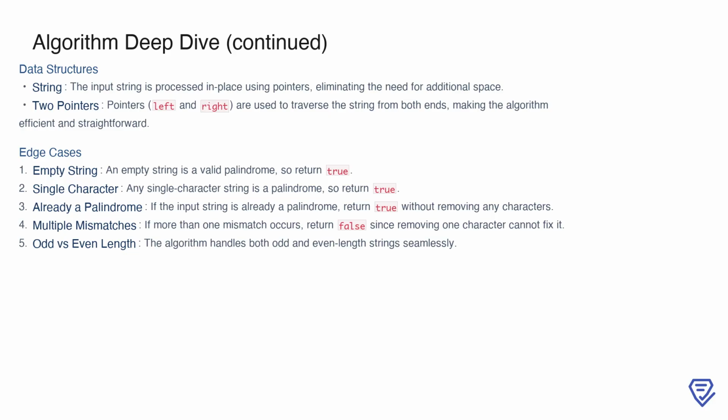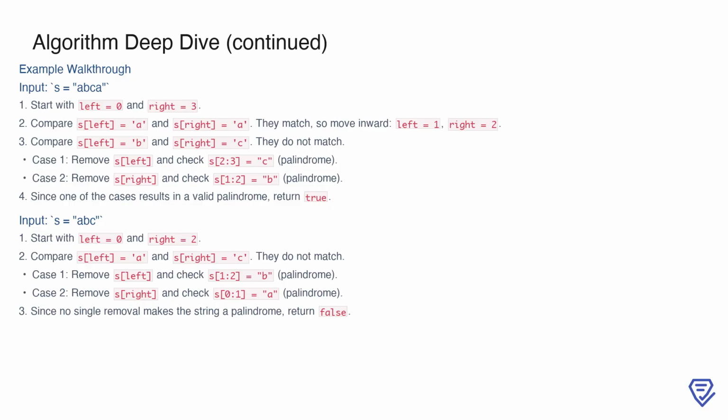The algorithm works seamlessly for both odd and even length strings, as the two-pointer method inherently adapts to the symmetry of the input. These considerations ensure the solution is robust and handles all possible input scenarios effectively. Let's walk through two examples to see the algorithm in action.